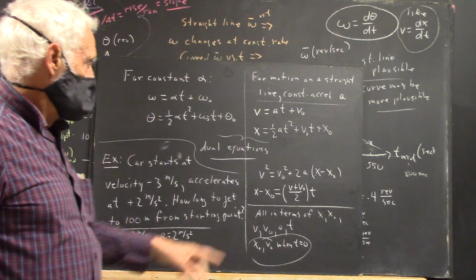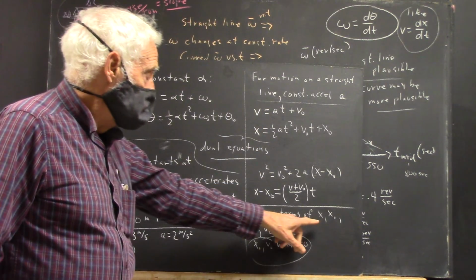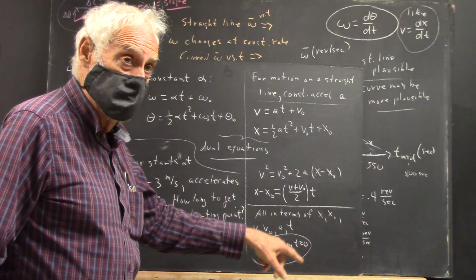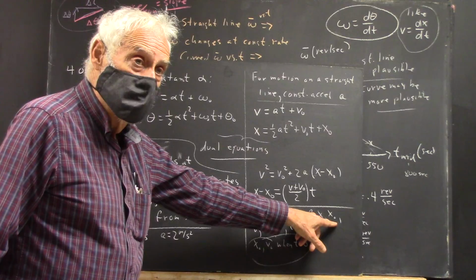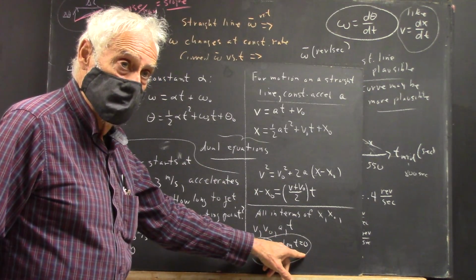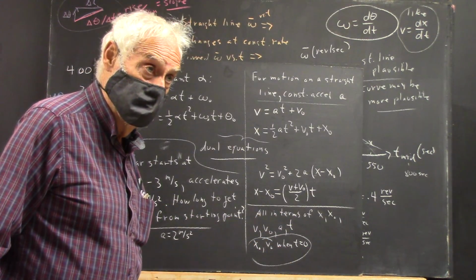we want to identify, now we notice that these equations are all in terms of the symbols, 6 symbols, x, x naught, v, v naught, a, and t. X naught is your position at t equals 0. V naught is your velocity at t equals 0, okay?